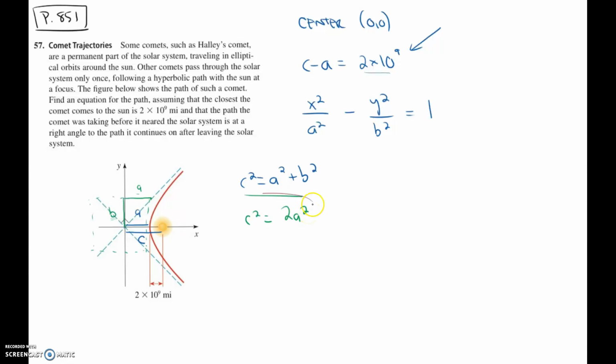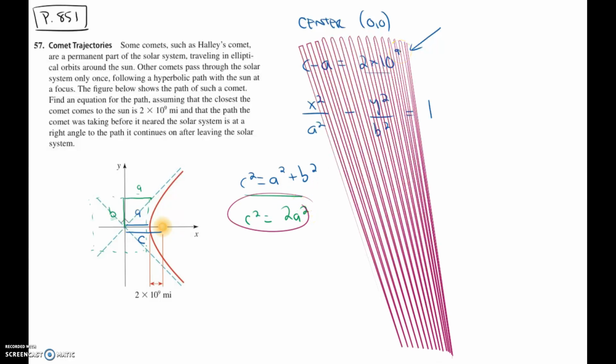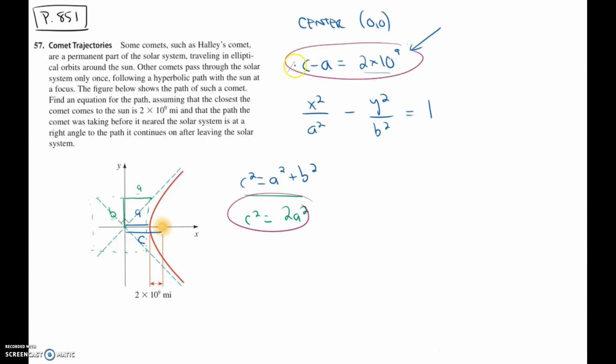And now I have two equations. Whoa, not my day. Two equations with two unknowns, so we should be able to find A and C. And if we have A, then we also have B. So I'll just solve this for C. C is equal to A plus 2 times 10 to the 9th power.